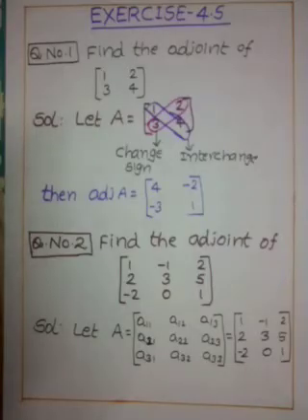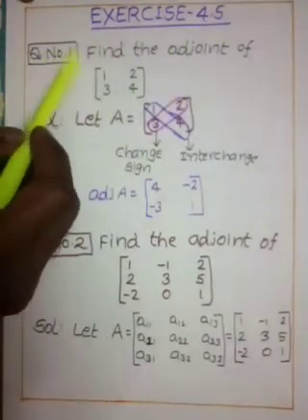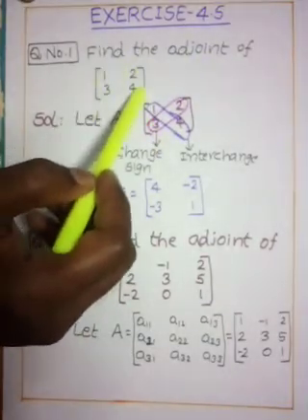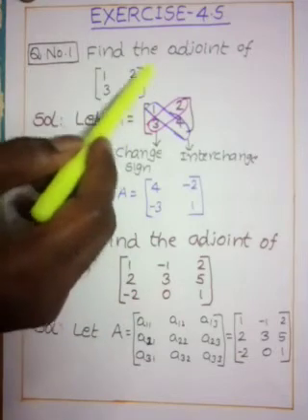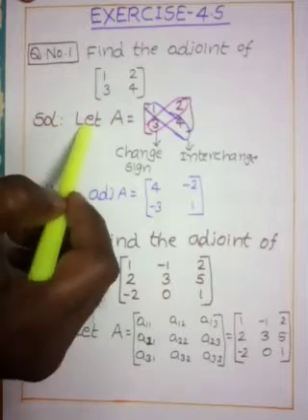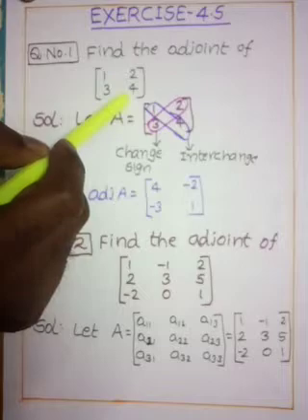Now the concepts given in exercise 4.5 are completed. Read well, learn well the concepts before starting the exercise 4.5 sums. Now come to the exercise 4.5 sums. Question number 1. Find the adjoint of matrix 1, 2, 3, 4. This is a square matrix of order 2 by 2. Now come to the solution part. Here we have to find the adjoint of this matrix of order 2 by 2.